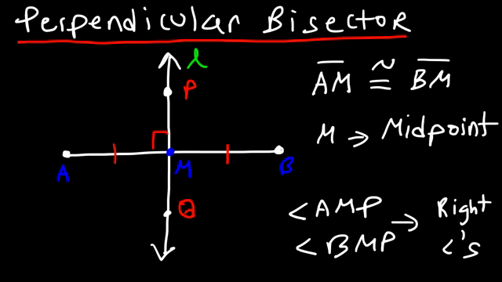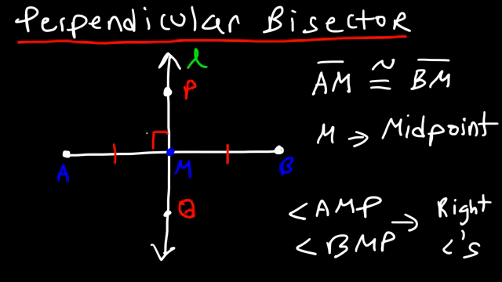Personally, I like to think of perpendicular bisectors as a hybrid of a median and an altitude. Like a median, it touches the segment at the midpoint and it bisects it into two equal parts. And like an altitude, it forms right angles. So it has features of both.